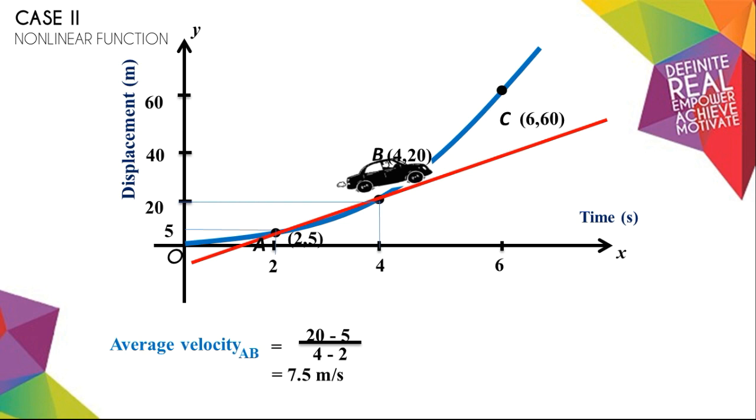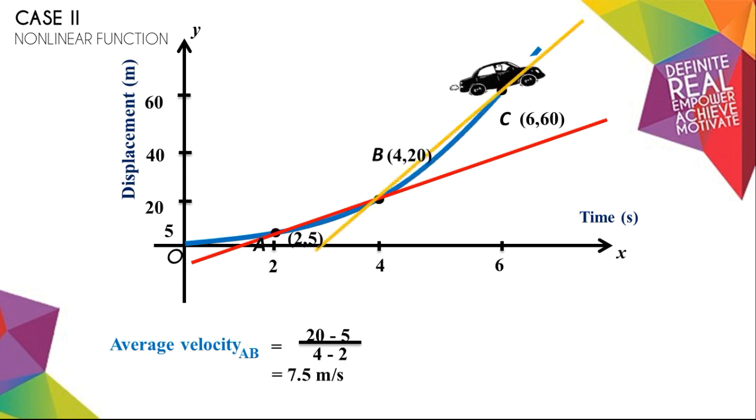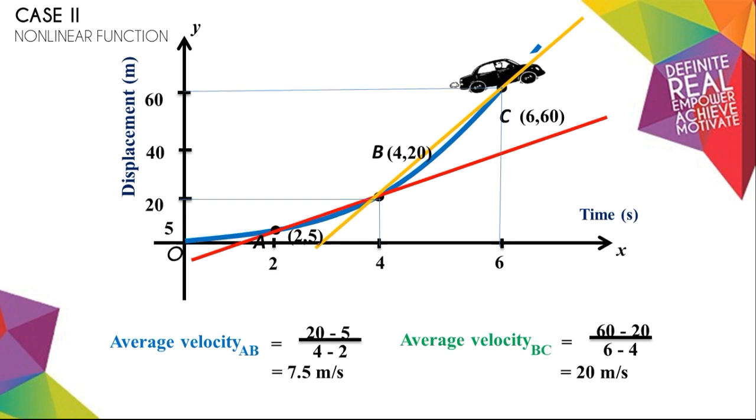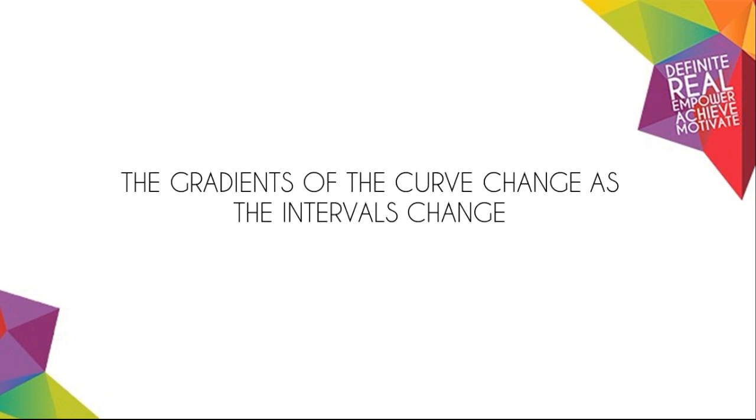Similarly, if the car moves from point B to C, the average velocity will be calculated by calculating the gradient of the line connecting the two points B and C. So the average velocity BC equals 20 meters per second. From here, we can conclude that the gradients of the curve change as the intervals change.